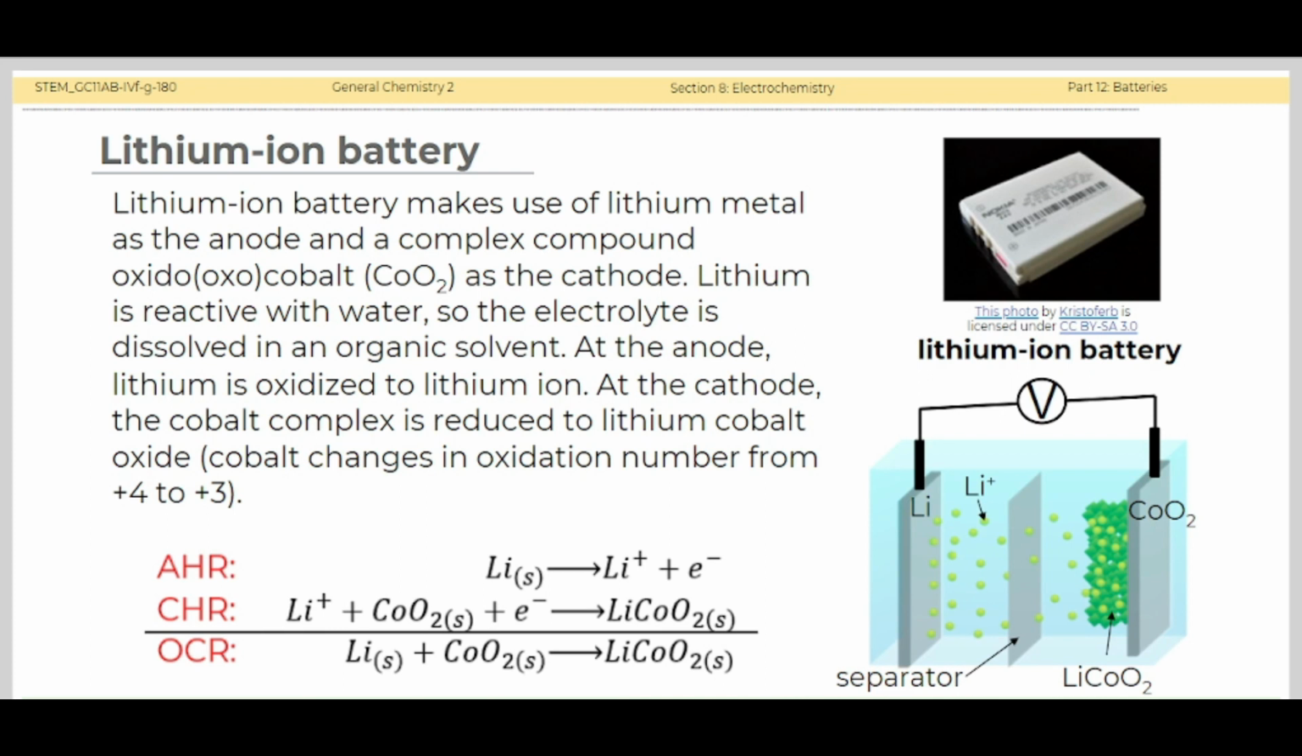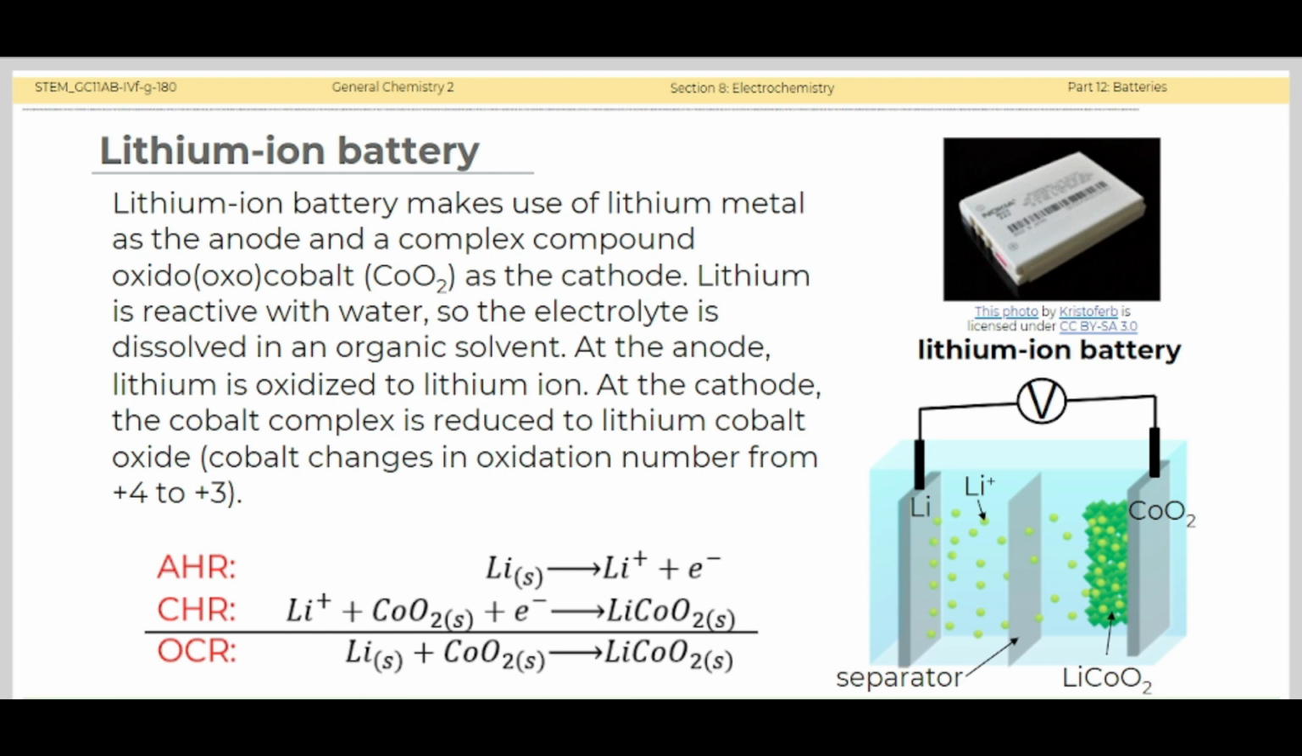Lithium-ion battery makes use of lithium metal as the anode and a complex compound, cobalt(IV) oxide, CoO2, as the cathode. Lithium is reactive with water, so the electrode is dissolved in organic solvent. At the anode, lithium is oxidized to lithium ion. At the cathode, the cobalt complex is reduced to lithium cobalt oxide.